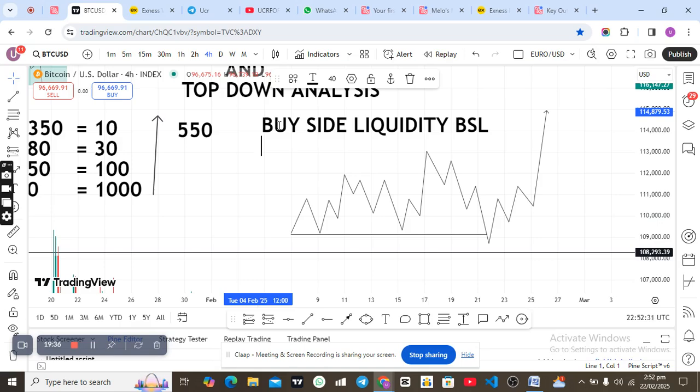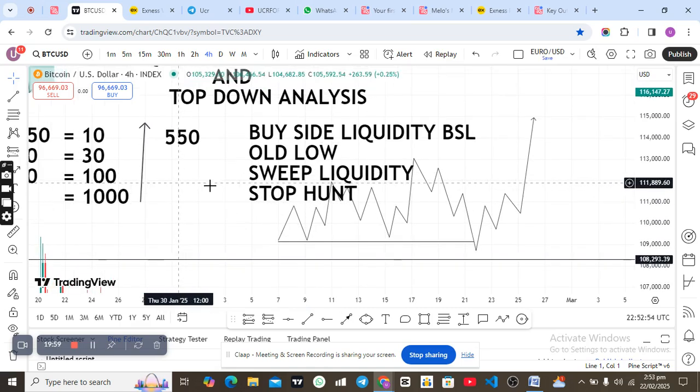Or you can call it old low, or you can call it sweep of liquidity. Sorry, I didn't write this. The sweep of liquidity, or you can still call it stop hunt. Can you see the numerous names they gave just to this one particular thing?